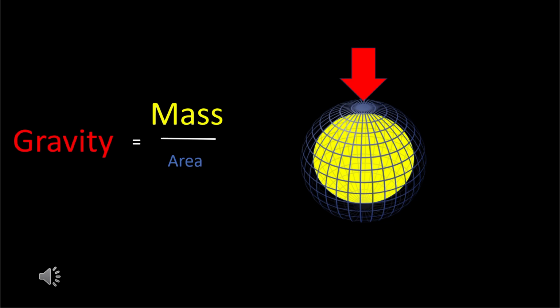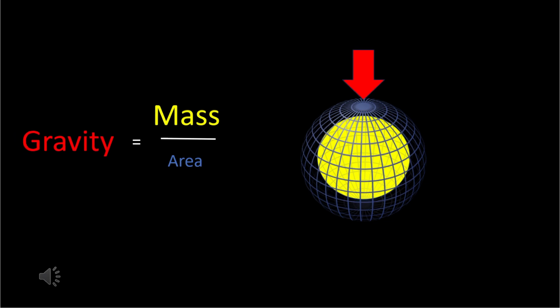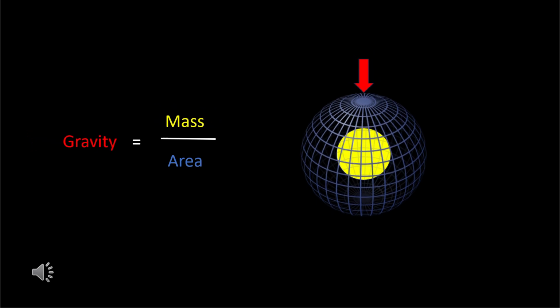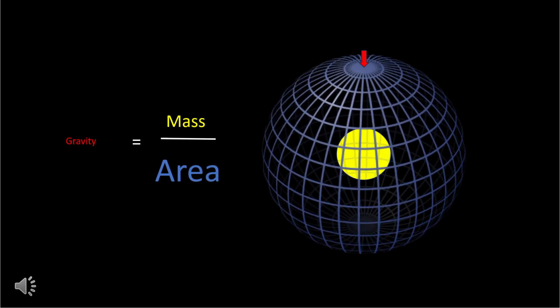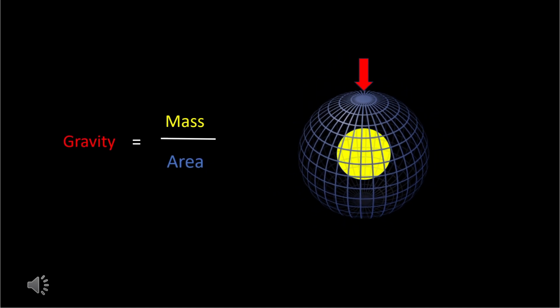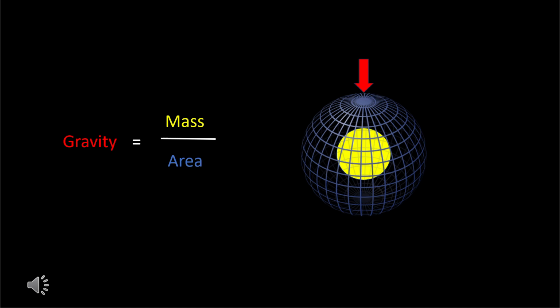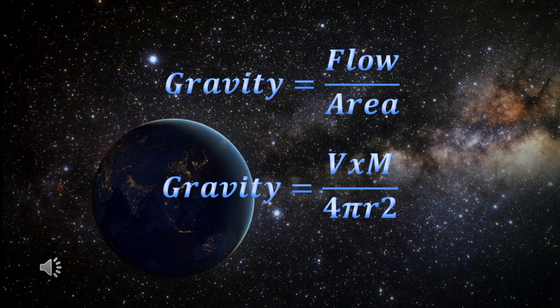If the mass increases, gravity increases. If the mass decreases, gravity decreases. If the surface area increases, gravity decreases. If the surface area decreases, then gravity increases. This gives us the formula gravity is equal to the flow of space divided by the surface area it passes through, or gravity equals Vxm divided by 4 pi r squared.